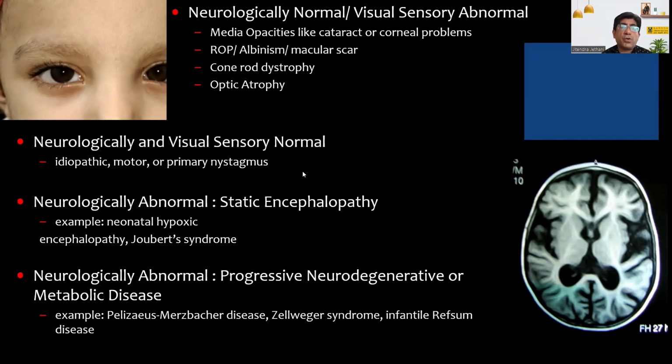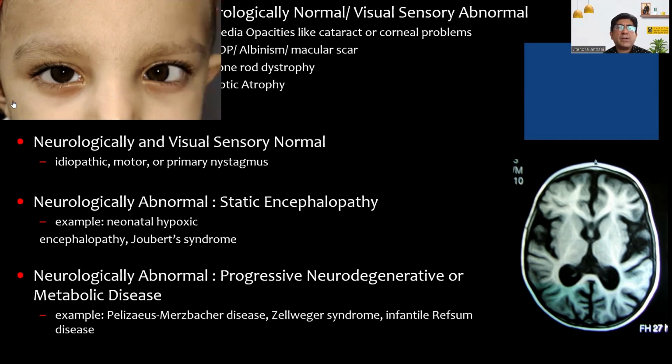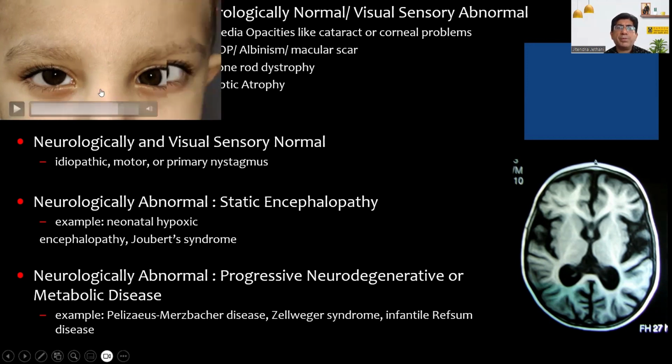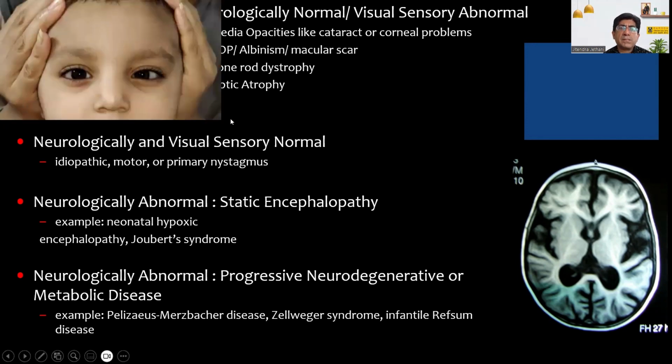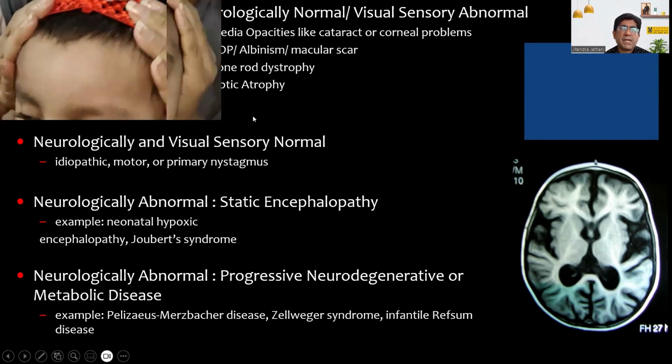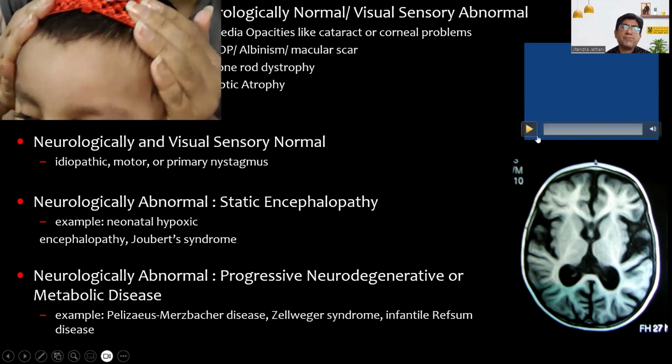Now we move on to talk about what could be the reasons for nystagmus. So obviously the basic reasons could be media opacities like cataract, or corneal problems, ROP, albinism, macular scars, rod cone dystrophy, optic atrophy. Then there can be a neurological problem, but with a normal visual sensory system. Those are the causes for idiopathic motor or primary nystagmus, whichever way we want to define it.